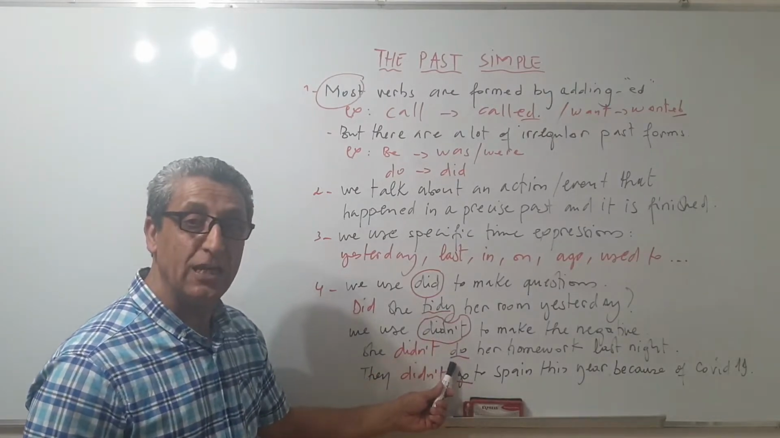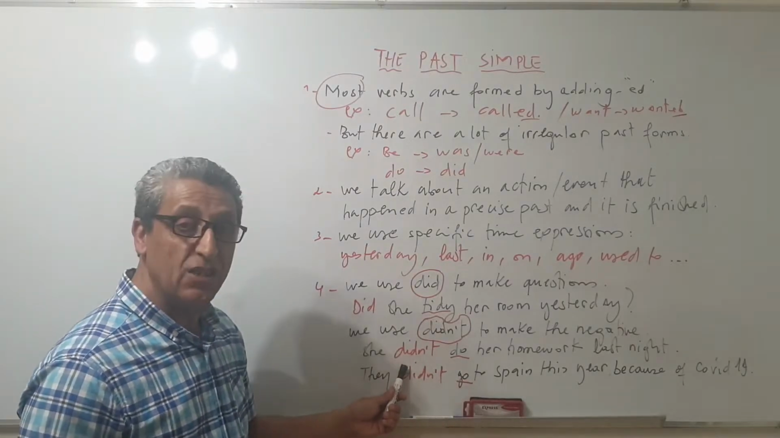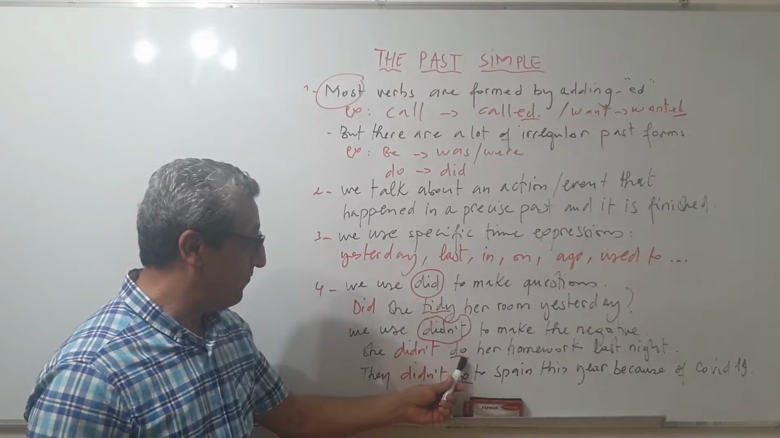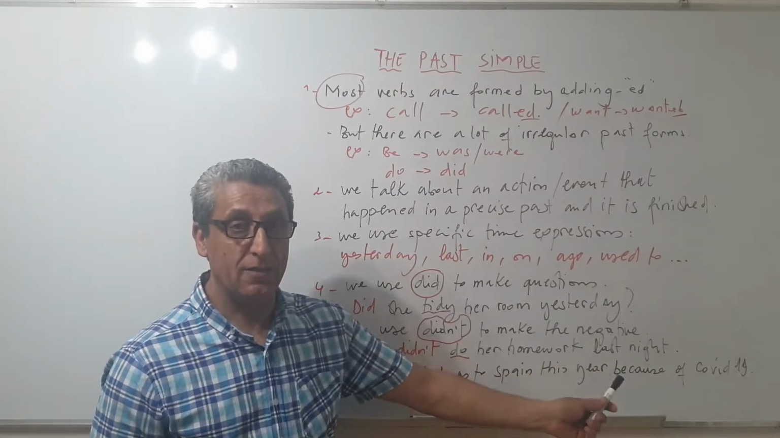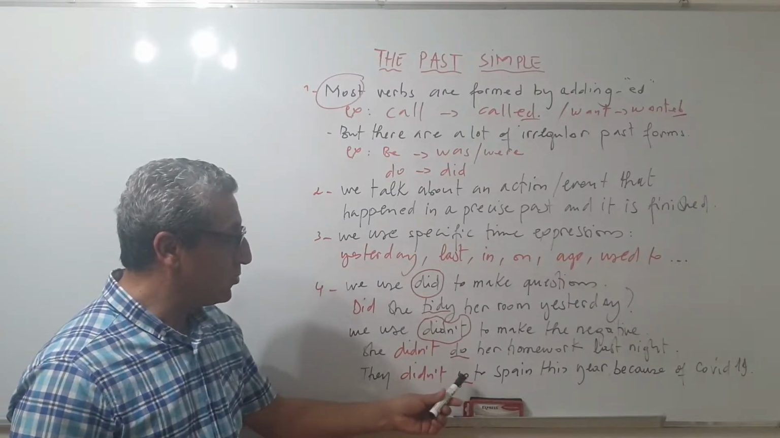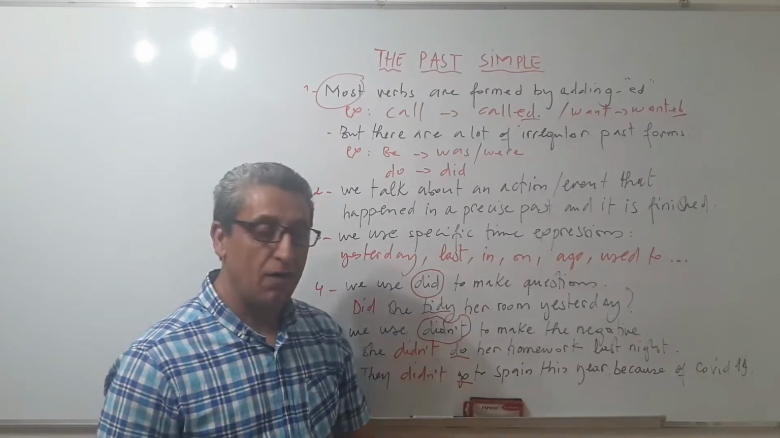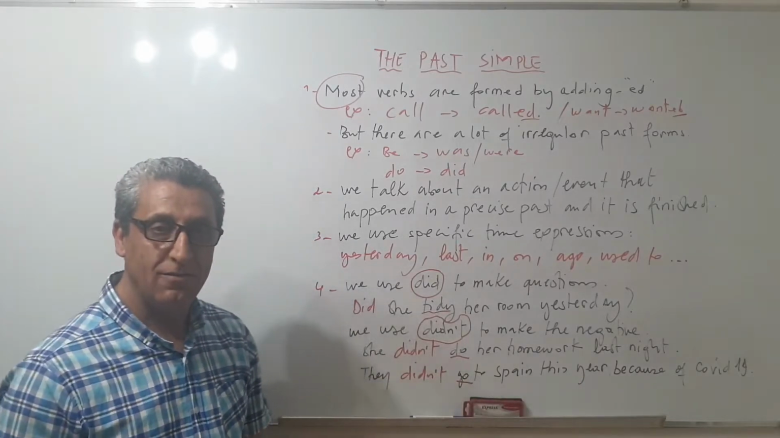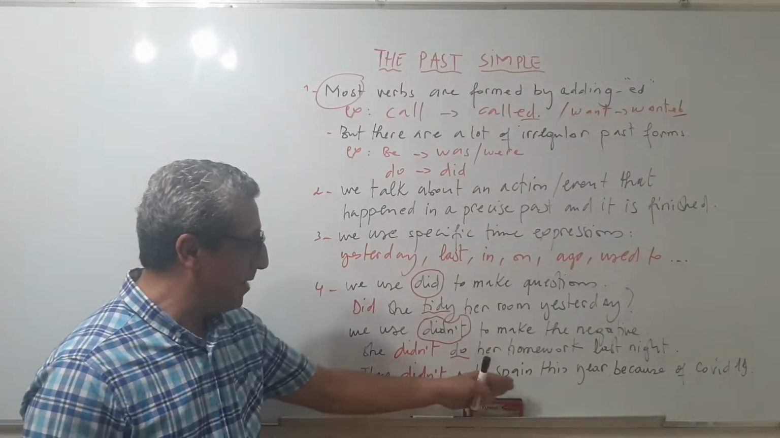Here do is in the infinitive because it's a negative form. We do not conjugate the verb. She didn't do her homework last night. Another example: they didn't go to Spain this year, because of COVID-19. So they didn't go to Spain.